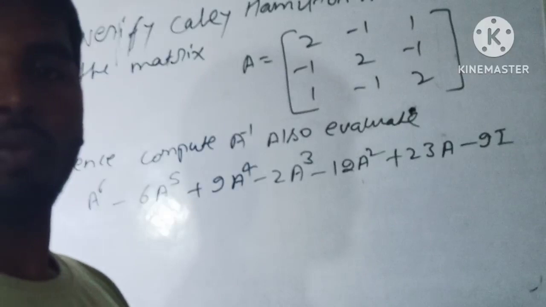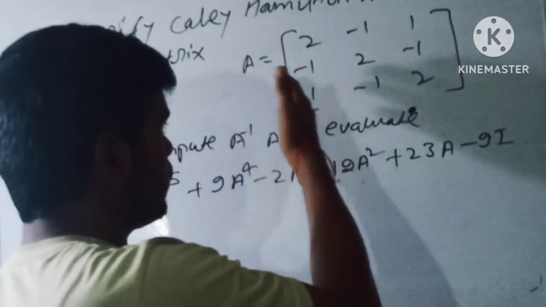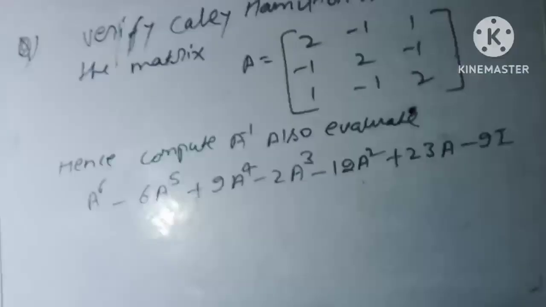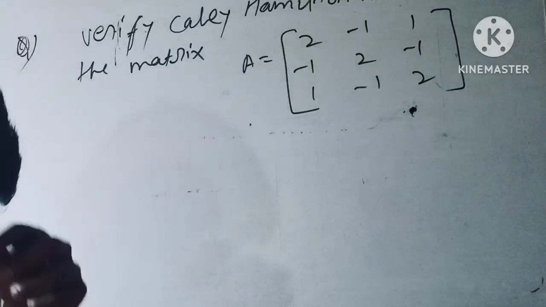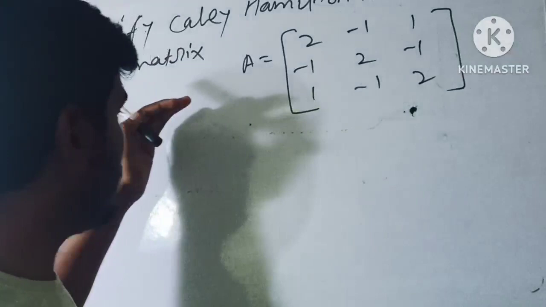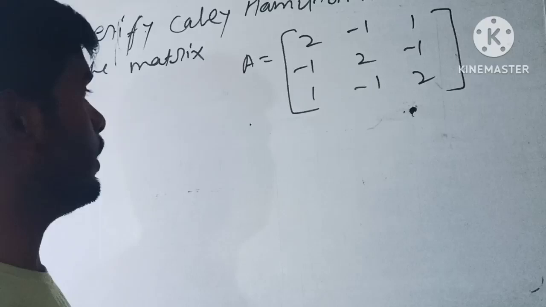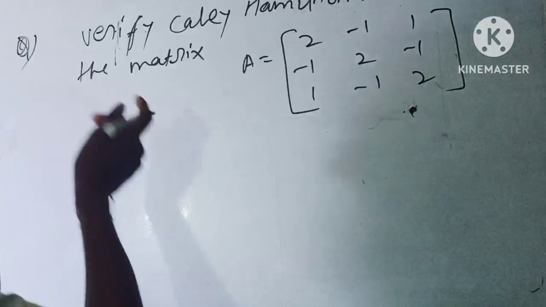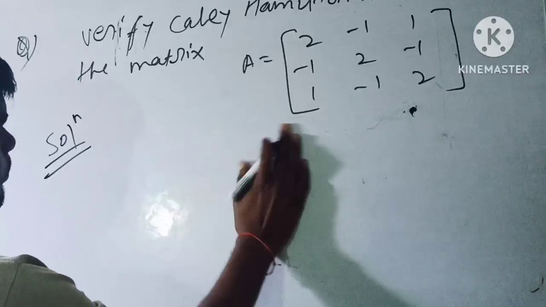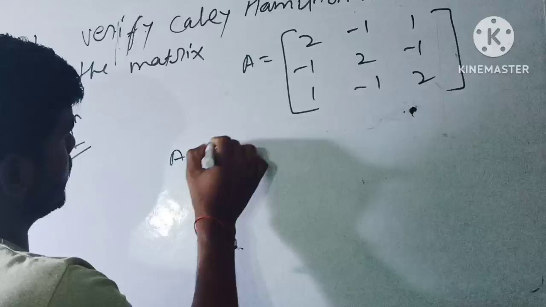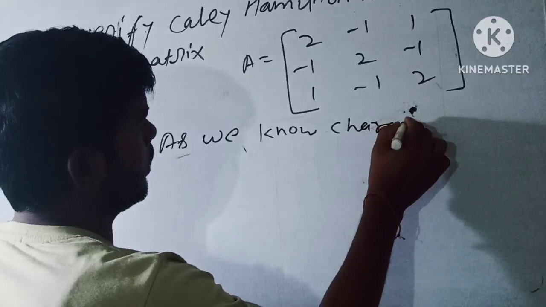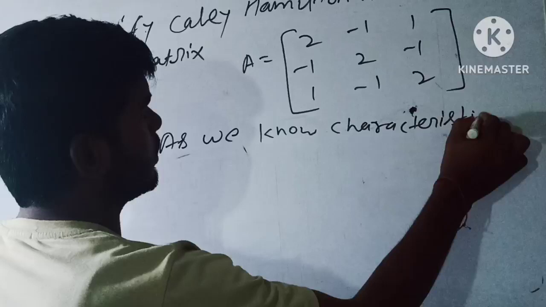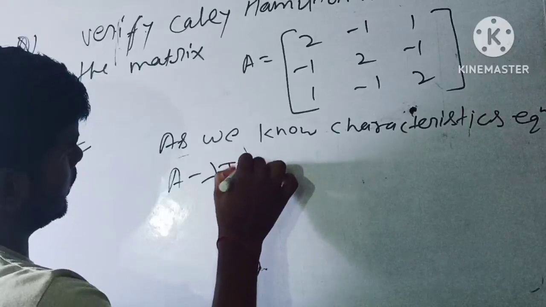Now, first of all, we will solve this: verify the Cayley Hamilton Theorem for this matrix, right? So now, first of all, we will find the characteristic roots, right? And the characteristic equation is determinant of A minus lambda I, as we know, equal to 0, right?